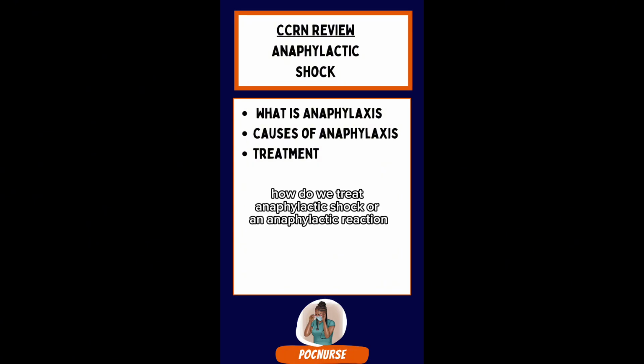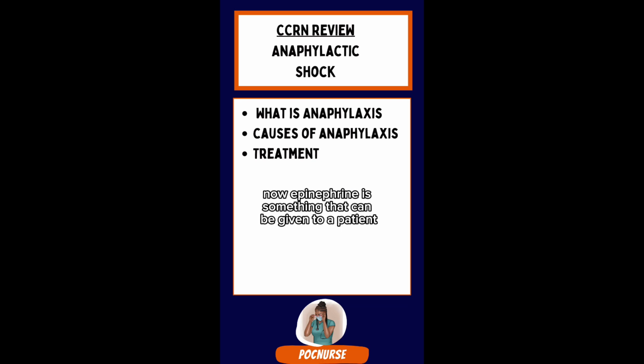How do we treat anaphylactic shock or an anaphylactic reaction? For the CCRN exam, things to know is to remove the agent or the substance that's causing the anaphylactic reaction. So if the question says you started penicillin on this patient, suddenly they have trouble breathing, their blood pressure is dropping, if they give you numbers, what is the first thing you do? Stop the penicillin. Remove the offensive or the offending agent. If the patient is having trouble breathing, you may give the patient supplemental oxygen.